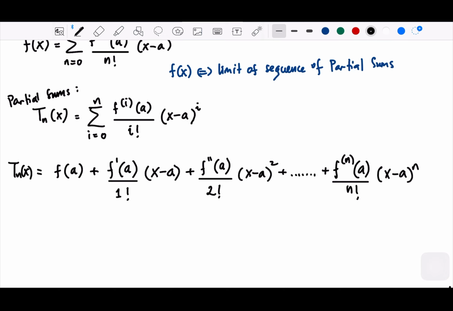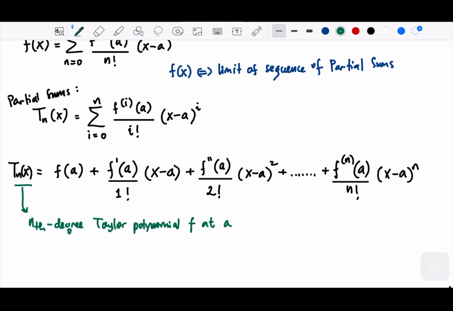And you can say this Tn also denotes that this is the n degree Taylor polynomial of f at a. Okay, to simplify this Taylor partial sum, we can say this is a Taylor partial sum or n degree Taylor polynomial of f at a.